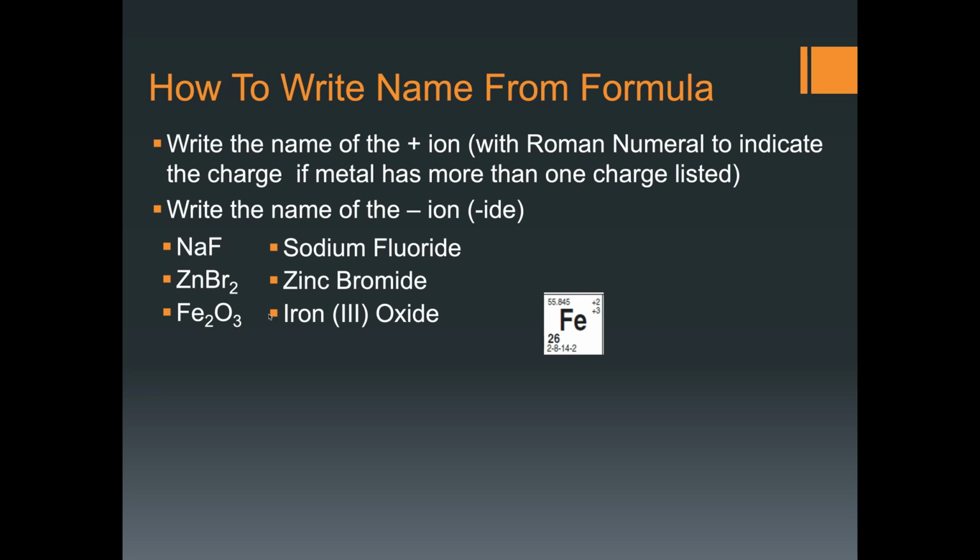Now, the most common mistake people make is to use the number of irons as their Roman numeral. That's not what the Roman numeral means. The Roman numeral is saying, what is the charge of each iron?